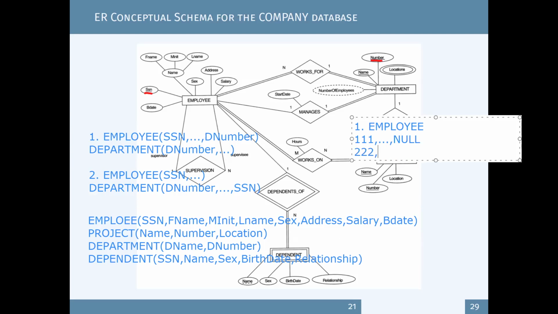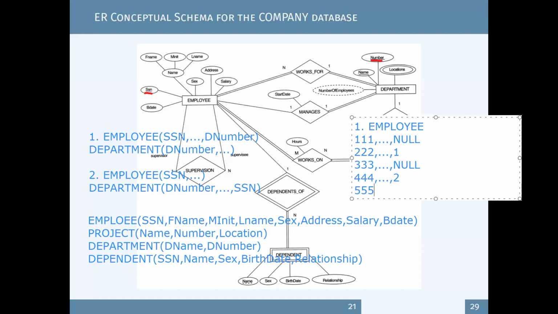So let's take another employee. Let's say the second employee is a manager. So let's say he's managing department number 1. Let's say 333. He is not managing any department. So it will be null. Null means no value. 444, let's say he is managing department number 2. 555, he is not managing any department. So it will be null. So this is what will happen in the employee side. If you take this one.